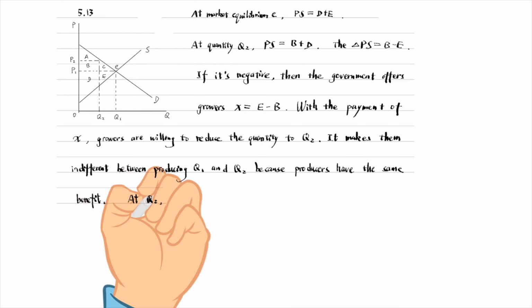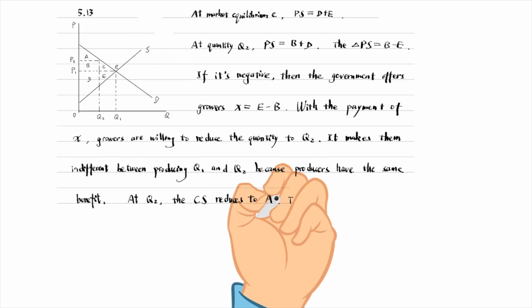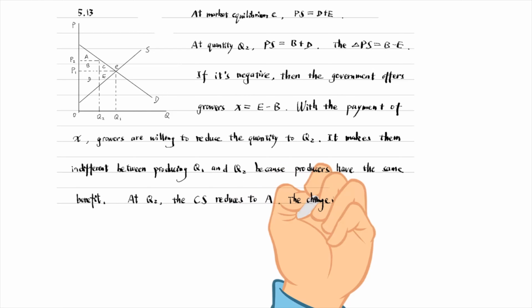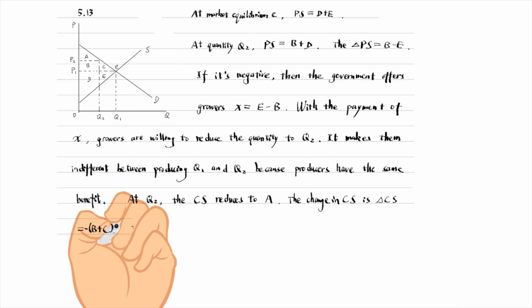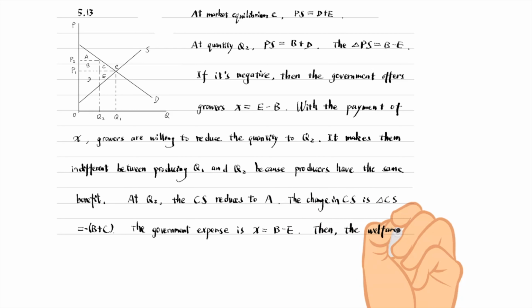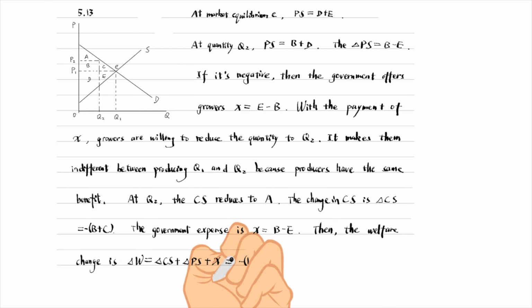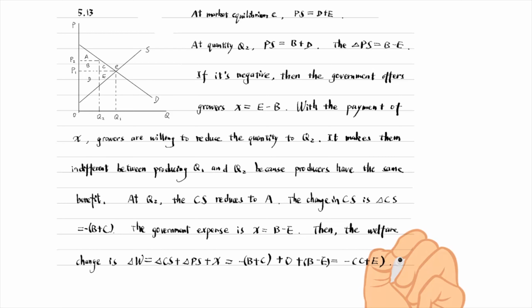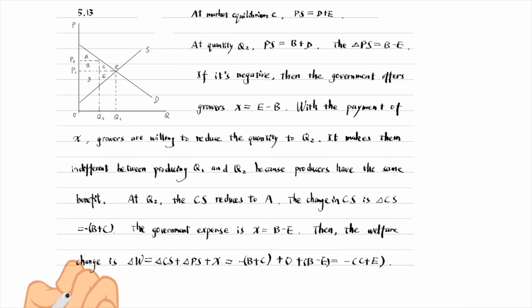At quantity Q2, the consumer surplus reduces to the area of A. The change in consumer surplus is minus B plus C. The producer surplus has no change with the payment X. The government expense is X equals B minus E. Then the welfare change is the sum of the consumer surplus change plus the producer surplus change plus the government expense, which is minus C plus E. It is the triangle wedge area.